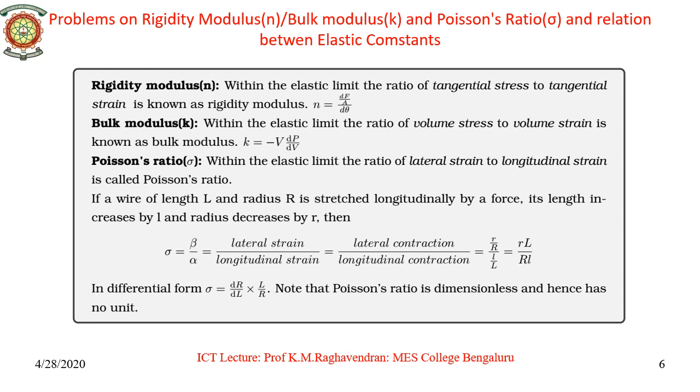We define the Poisson's ratio as the lateral strain, which is the ratio of the change in the radius to the original radius, to the longitudinal strain, which is the ratio of the change in length to the original length. We also have shown the differential form of Poisson's ratio, which is dr by dl times L by r. Note that Poisson's ratio has no unit. It's dimensionless.